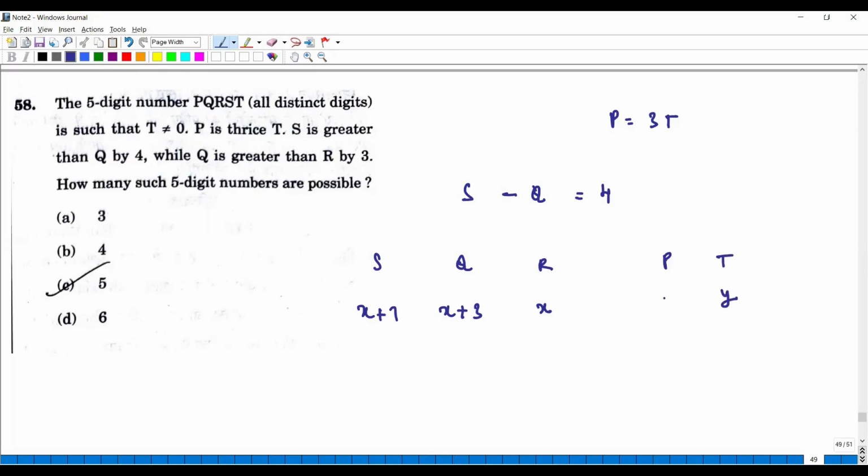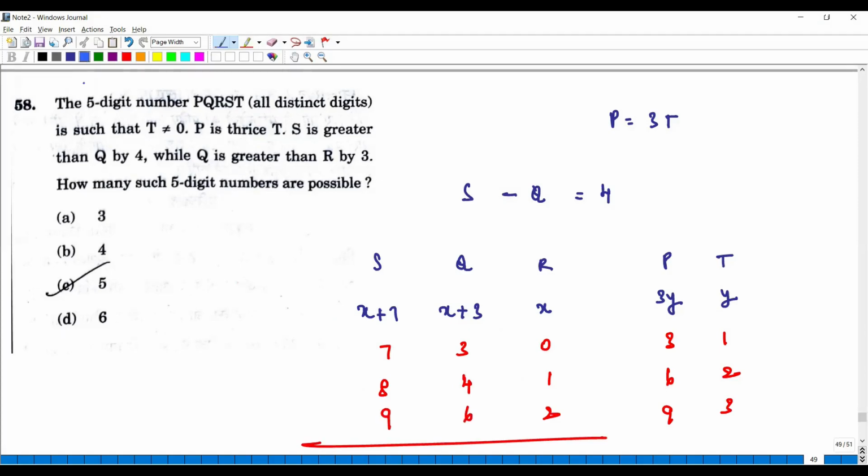If T is Y, P is 3Y. So let's start with T not 0. If T is 1, P is 3. If T is 2, P is 6. If T is 3, P is 9. For R, it can be 0: then Q is 3 and S is 7. If R is 1, Q is 4 and S is 8. If R is 2, Q is 5 and S is 9. That's it. So see how many unique pairs we have.